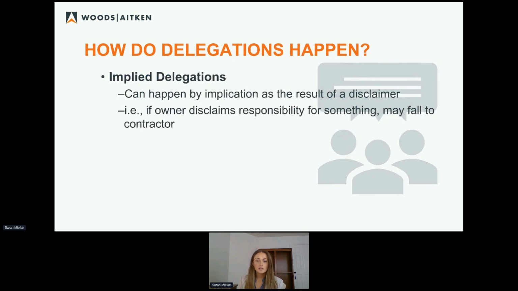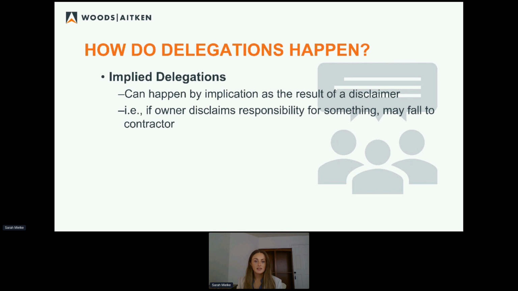Okay, so how do delegations happen? As I mentioned, sometimes it's not always as clear as this is in my subcontract. I'm expressly being told that the design is being delegated to me. That would be a dream, right? But that's not always the case. Implied delegations, one way that they can happen is by a disclaimer. Again, I think disclaimers were discussed in some other contract presentations. For design delegation purposes, just be aware that if the owner disclaims responsibility for some part of the design, that, kind of by way of negative implication, I guess you could say, that responsibility may fall to the contractor.